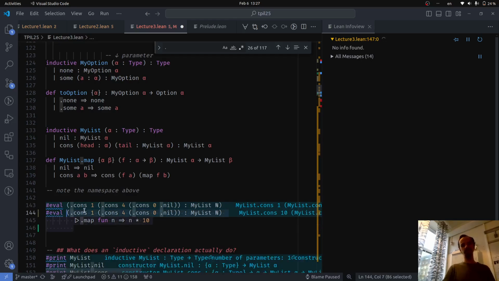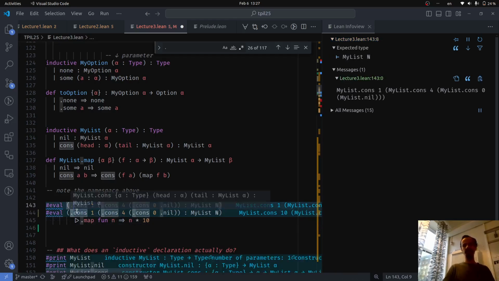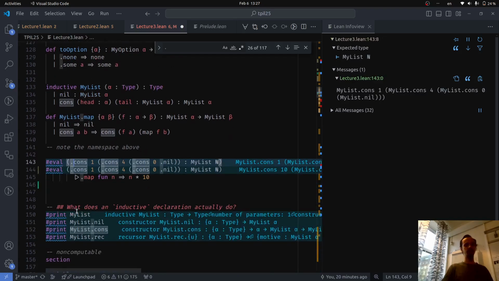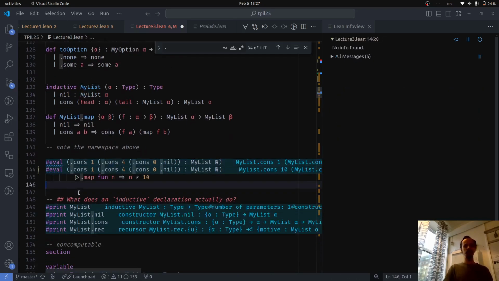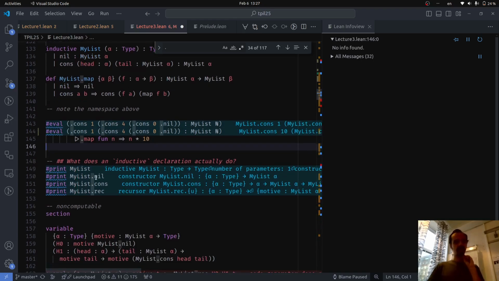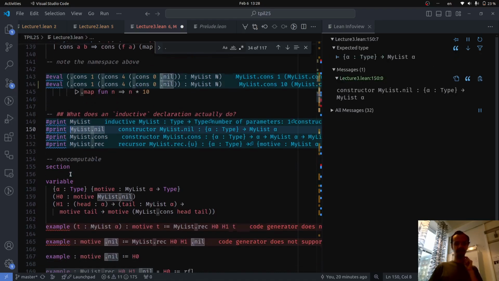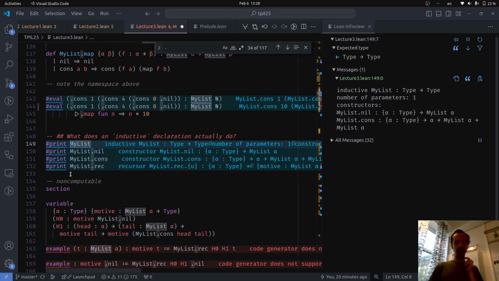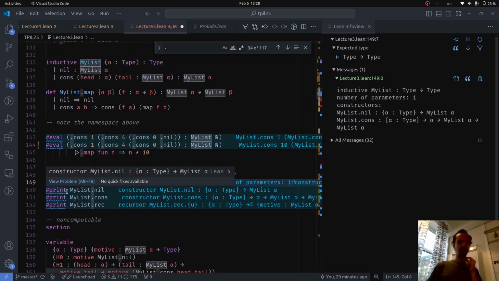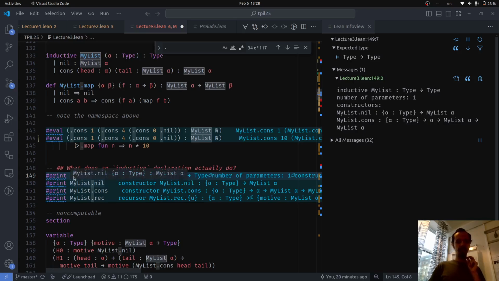But yeah, especially when it comes to these sorts of things, there is a lot of namespace management that goes into just using list libraries and so on. Okay, so what does an inductive declaration do? Well, it creates three main things, sort of four.